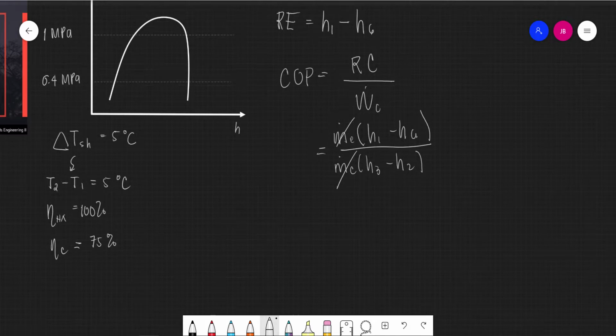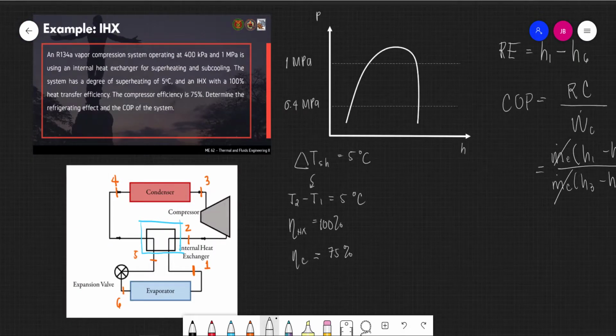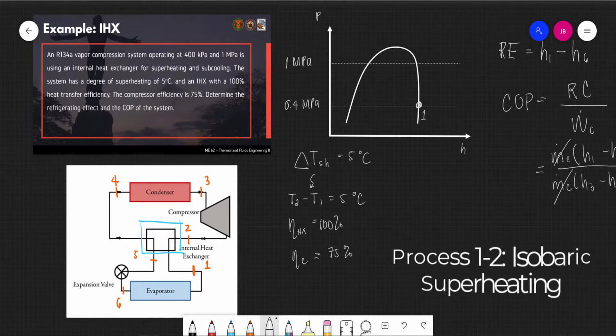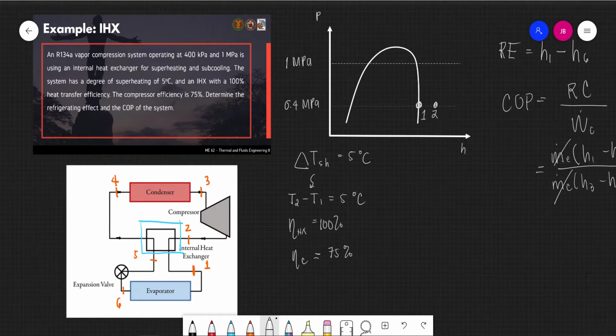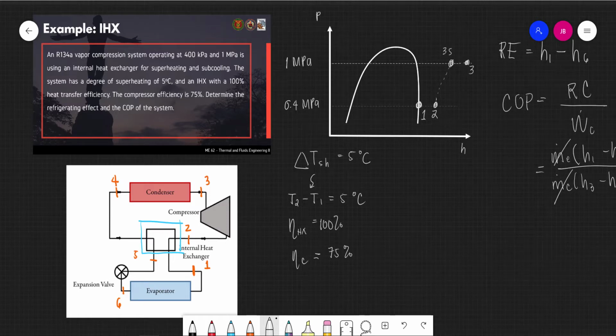Okay, let us draw the pH diagram before moving forward. We know that at state 1, it is a saturated vapor. So, we have somewhere here. And as it goes on state 2, alam natin magiging superheated vapor siya at the same pressure. Because we assume that heat exchangers have pressure drops of 0. Next, state 3S will be somewhere here because it is an isentropic compression. But we know that the actual compressor outlet would be somewhere here. So, let us connect these two first.